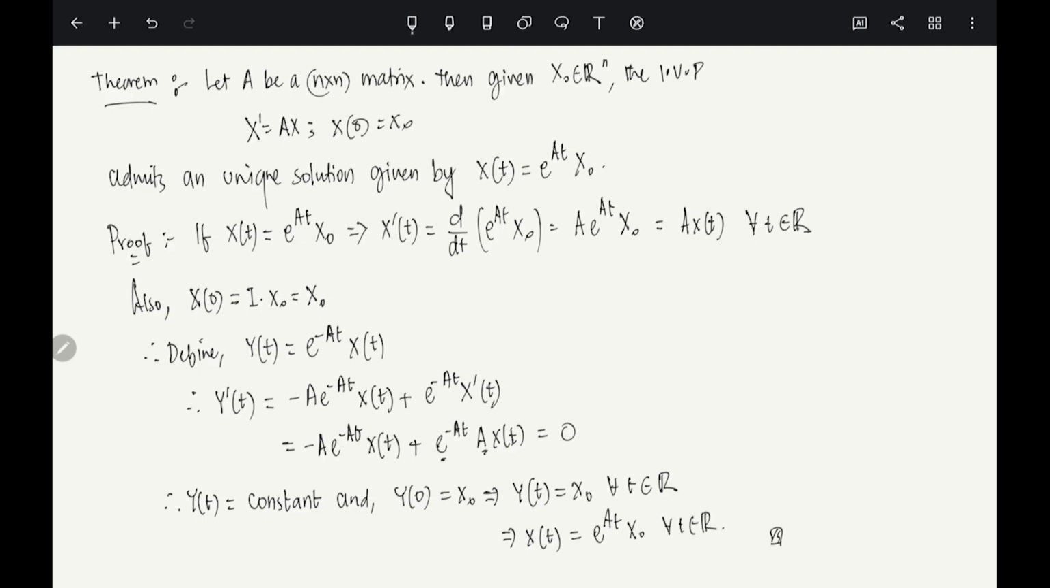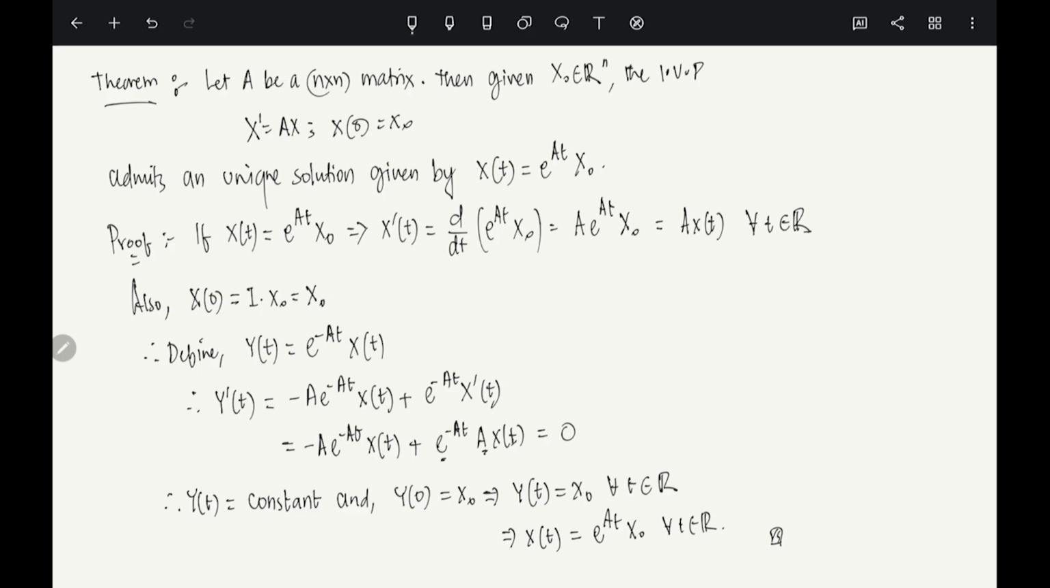Now, what we understood here is this. See, if you have a constant coefficient equation, at least a homogeneous constant coefficient equation, you have a unique solution given by e to the power At times x naught, and that solution is valid for all of R. Okay, all of R.